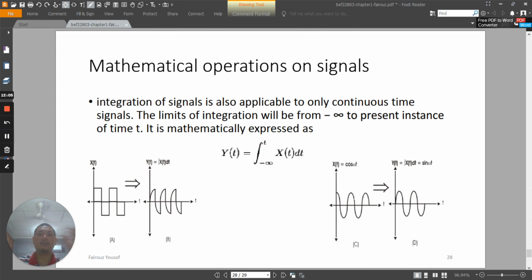Next is integration of signals, also applicable only to continuous time signals. So this is basically integration. Integration of x(t) will get y(t).